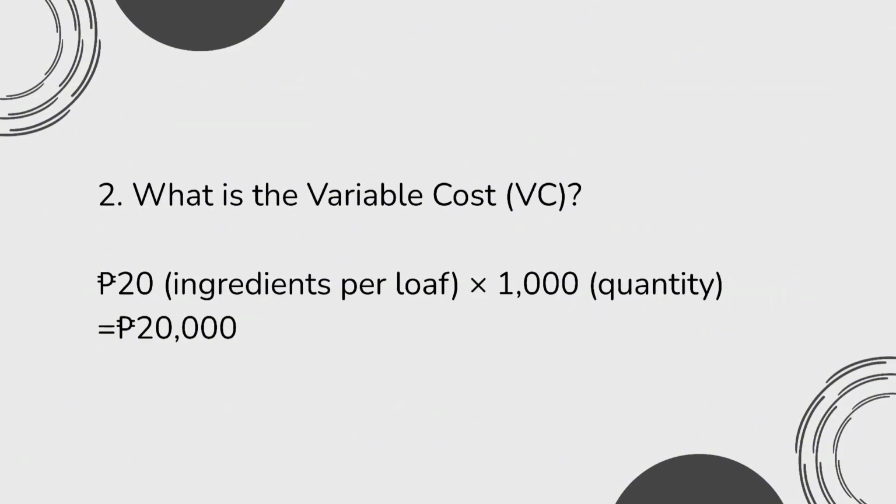Number 2. What is the variable cost or VC? Variable cost depends on the number of loaves produced. Variable cost equals cost per loaf times number of loaves. 20 pesos in ingredients per loaf times 1,000 for quantity equals 20,000 pesos. So the variable cost is 20,000 pesos.